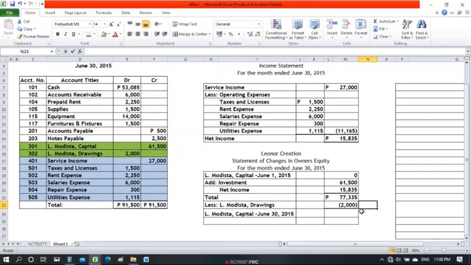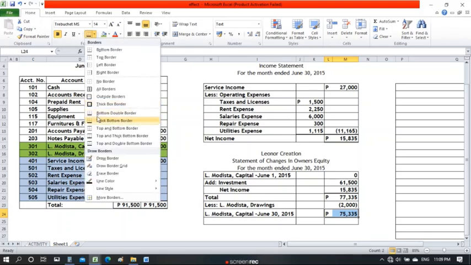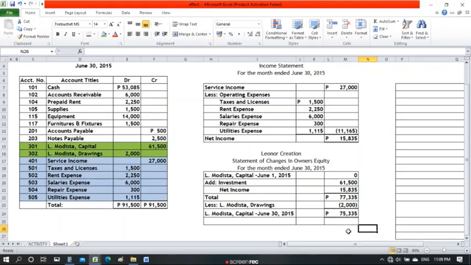So, from 77,335 less natin yung 2,000. So, this will give us an ending balance or ending capital amount na 75,335. So, again, don't forget to write the peso sign because this is your final balance of the capital. And then, don't forget to write the double rule. We're done with the preparation of the statement of changes in owner's equity.